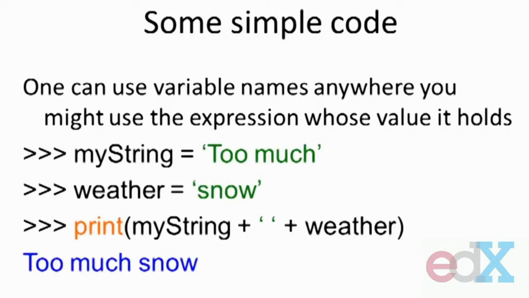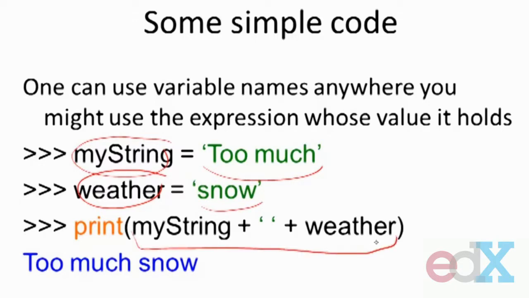Here are some other examples. I can give the variable myString a particular value of too much. I can give the variable weather snow, and then I can print out things by concatenating together the pieces, as we just saw. So I begin to have this opportunity to actually put things together.